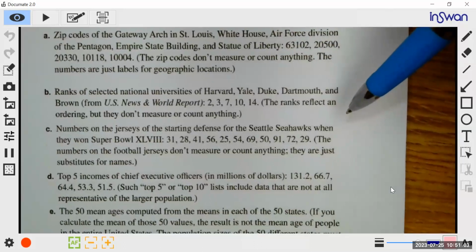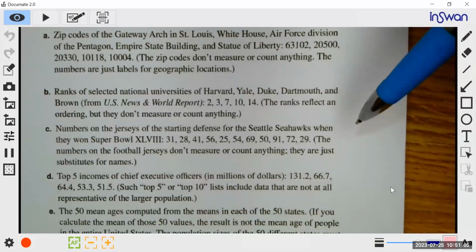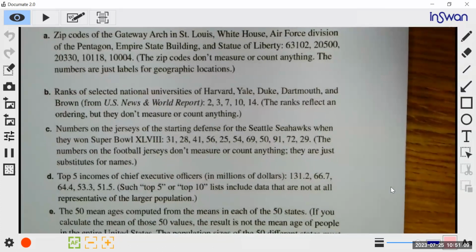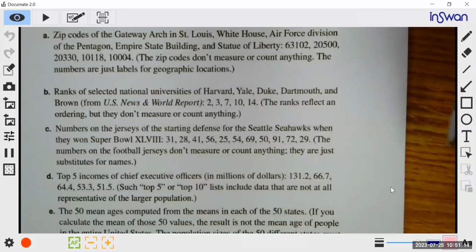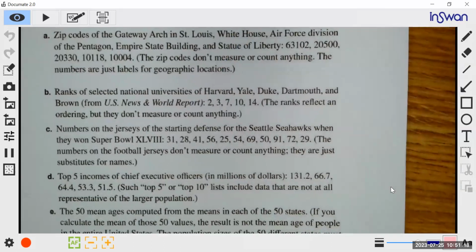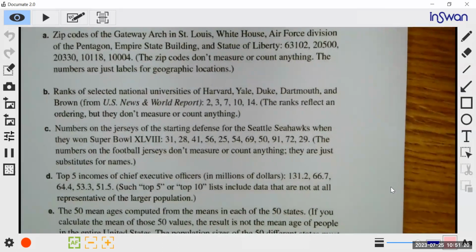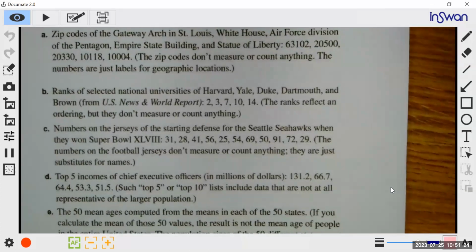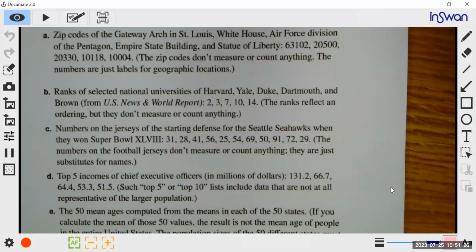Ranks of selected national universities: Harvard, Yale, Duke, Dartmouth, and Brown, ranked 2, 3, 7, 14. Can you find the average of those? Are they quantitative or qualitative? In other words, Harvard is 2, Yale's 3. Does that mean they're ranked that, or does that mean that's their numeric value? They're ranked.